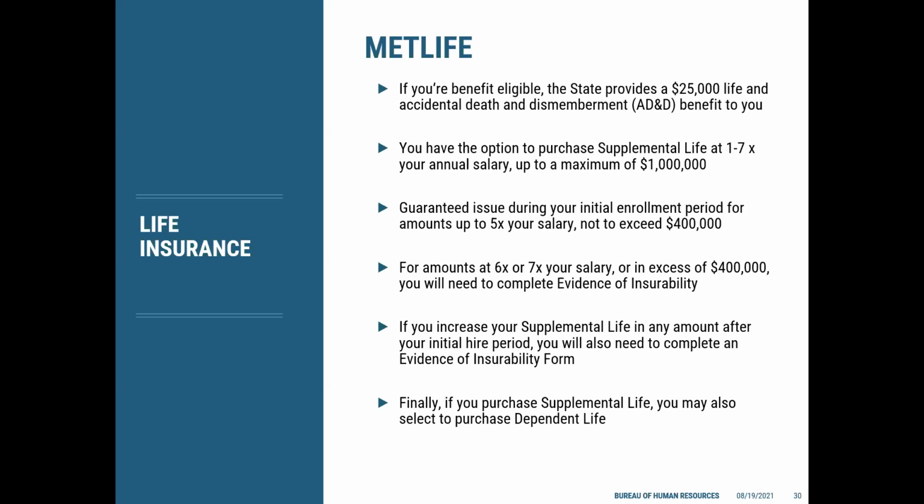During your new hire enrollment, you'll have a guarantee issue of amounts up to 5 times your salary, not to exceed $400,000. For amounts at 6 or 7 times your salary, or in excess of $400,000, you will be required to complete an evidence of insurability. If you increase your supplemental life in any amount after your initial hire period, you will also be subject to evidence of insurability. And finally, if you purchase supplemental life, you may also select to purchase dependent life.